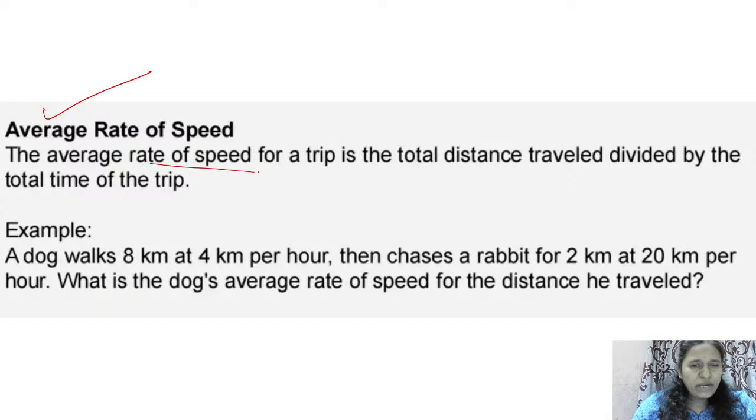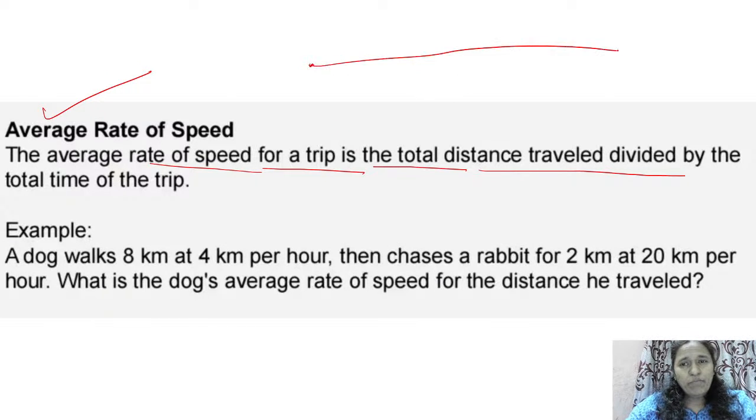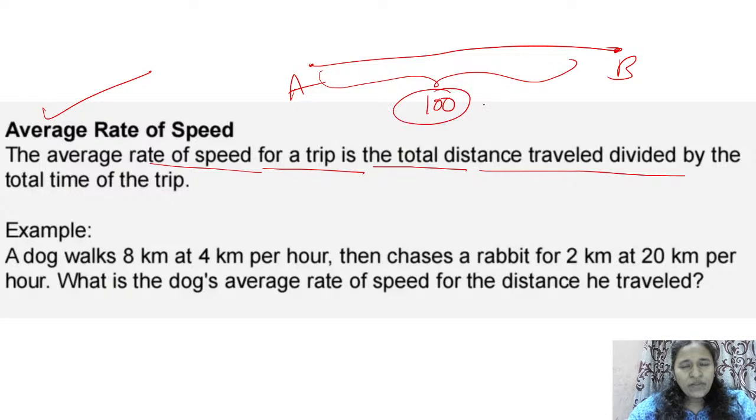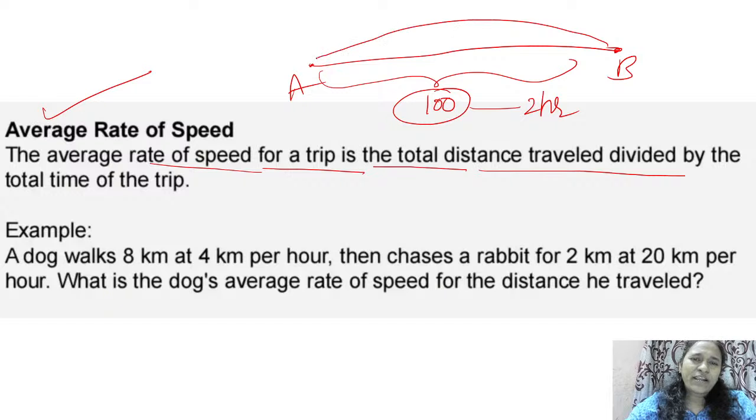The average rate of speed for a trip is the total distance traveled divided by the total time of the trip. Suppose we take for example, this is 100 kilometers. He is going within 2 hours and returning the same distance in 3 hours. Suppose, what is the average rate of speed?